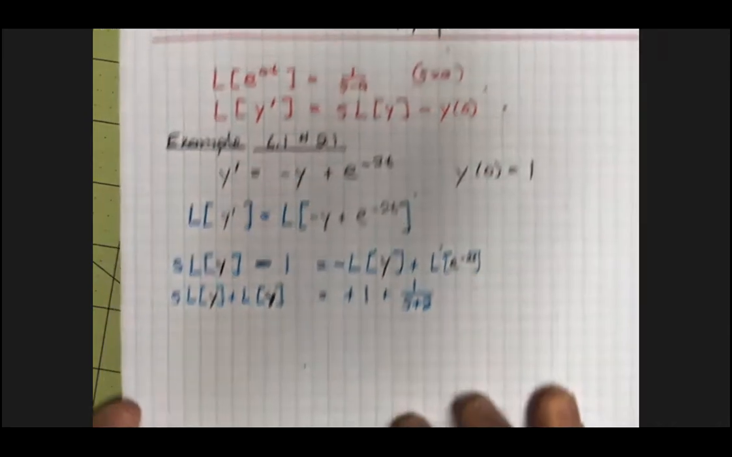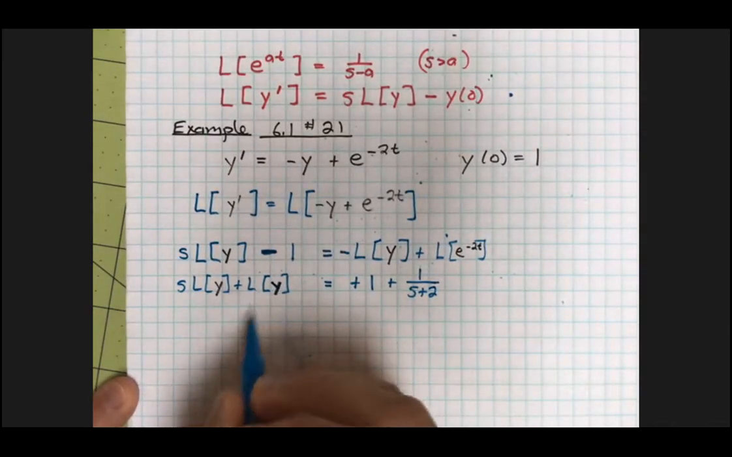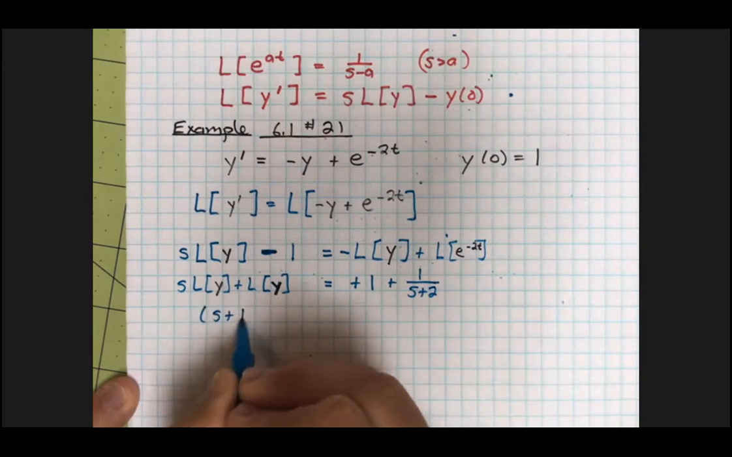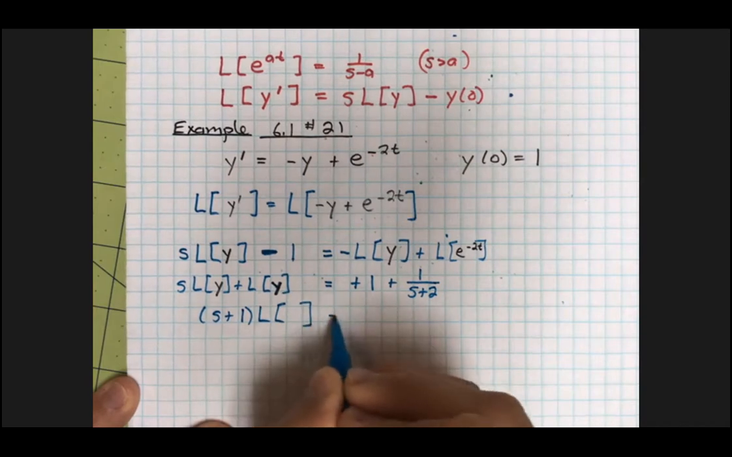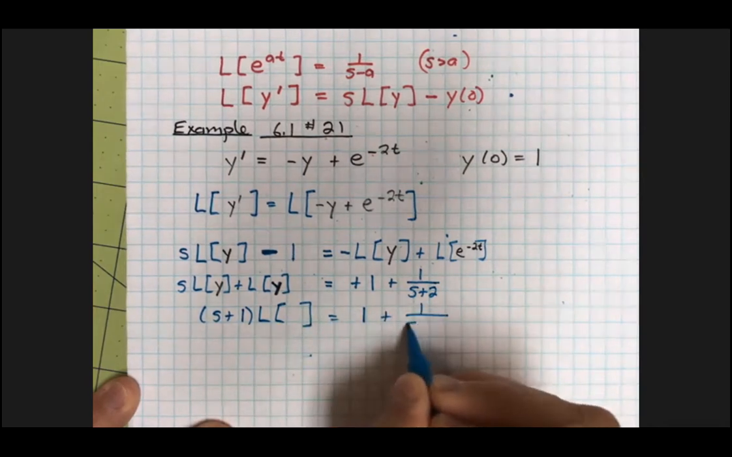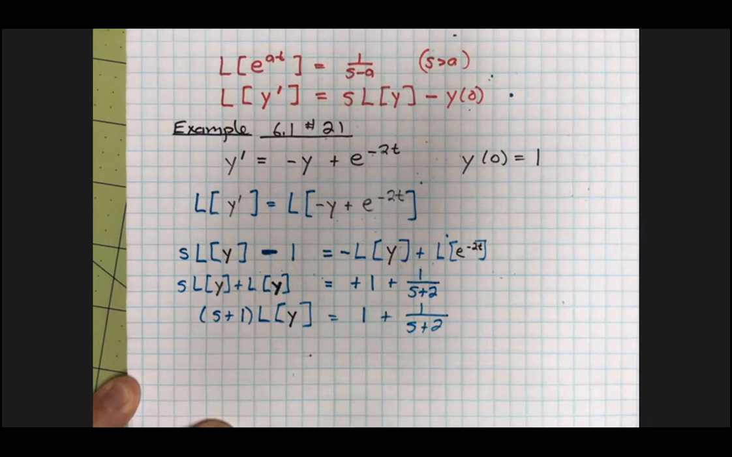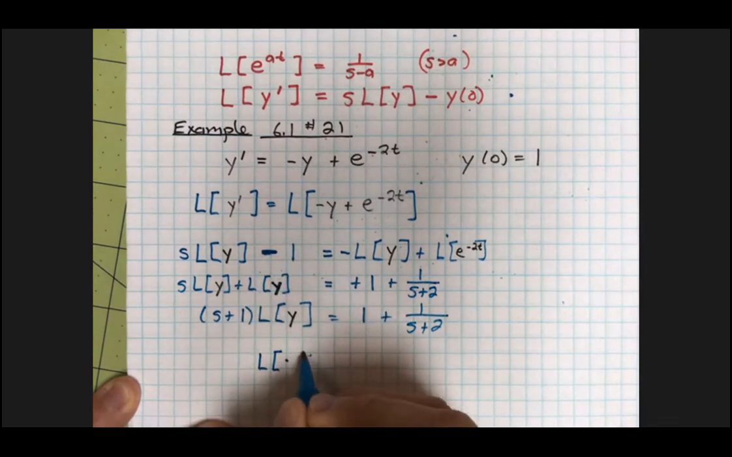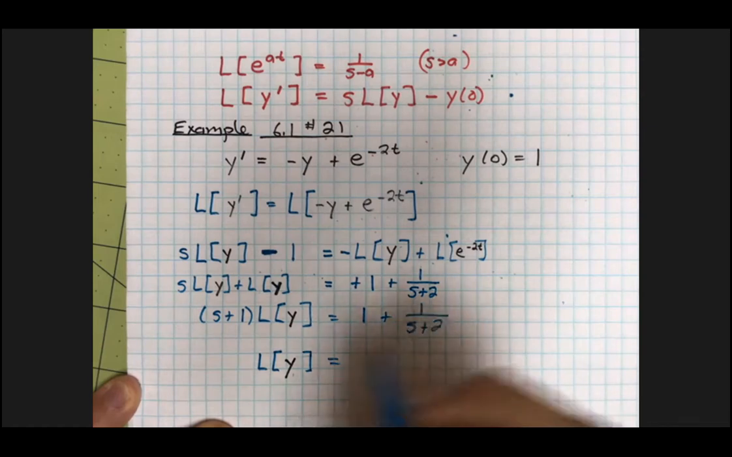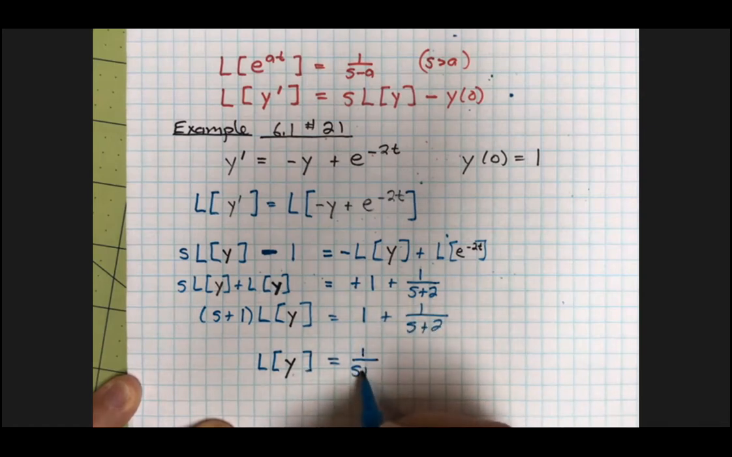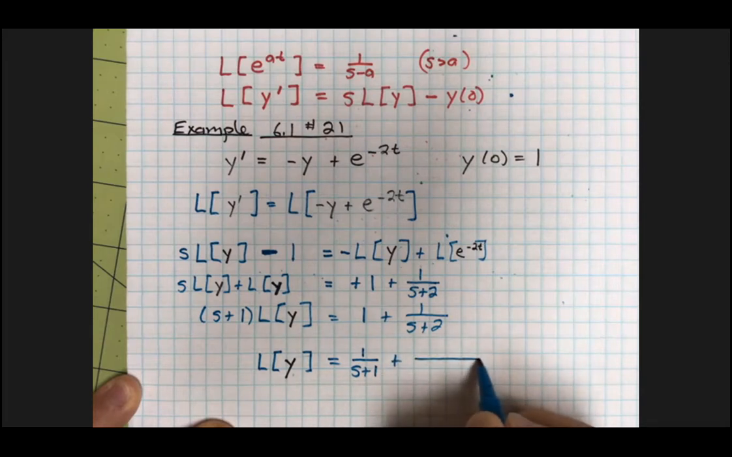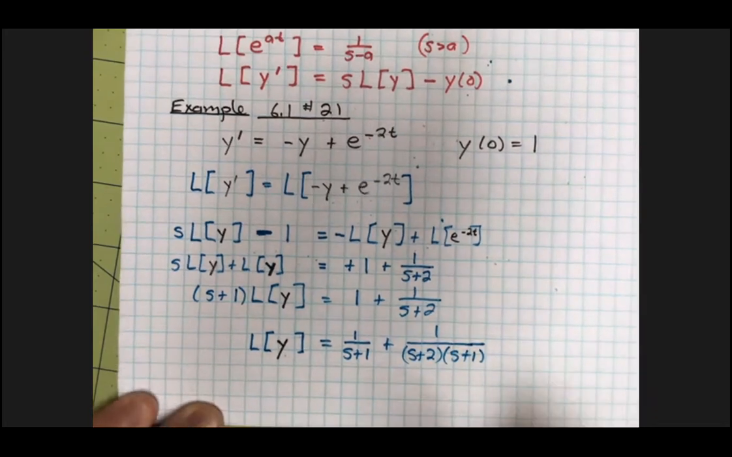Okay, good. Now look what I've done. I got L of y showing up twice on the side. If I factor out the L of y, I have this equation. Now I'm just producing algebraic steps, right? And if I actually solve for L of y by dividing both sides by s plus 1, I think I'm going to stop color coding now. I have 1 over s plus 1 plus 1 over (s plus 2)(s plus 1). And I could claim I'm done.